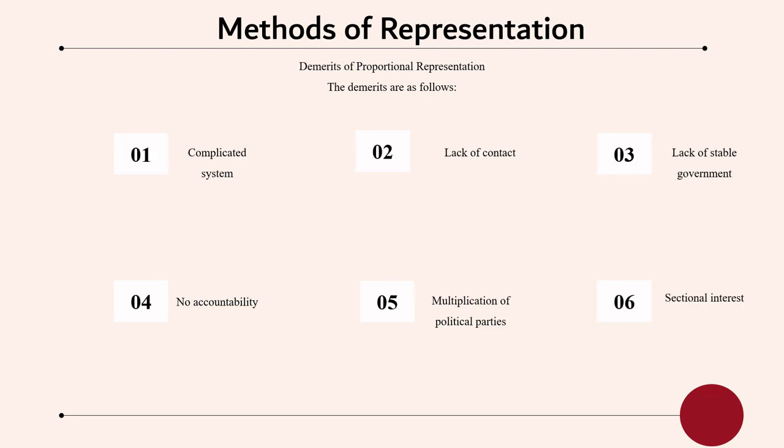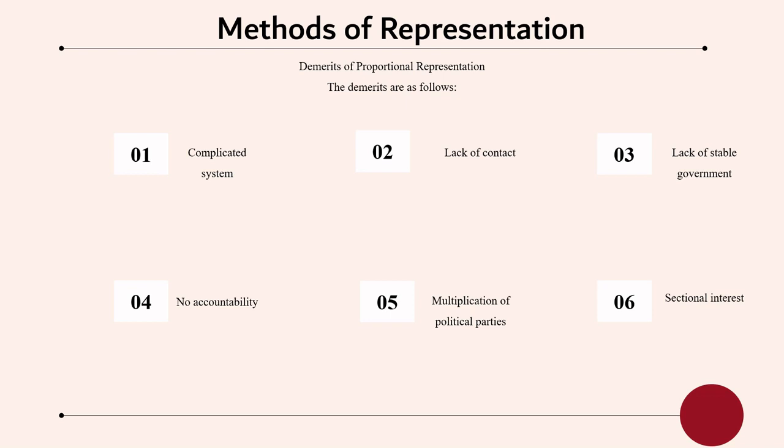Demerits of proportional representation. The demerits are as follows. First, complicated system. A voter is unable to understand the procedure of voting and therefore it's a complicated system. Second, lack of contact. As constituencies are large, campaigning is done by the party. Therefore, there is lack of connection between the electorate and the candidate.